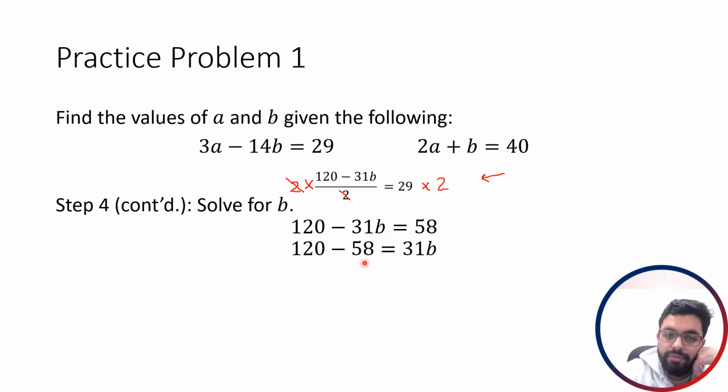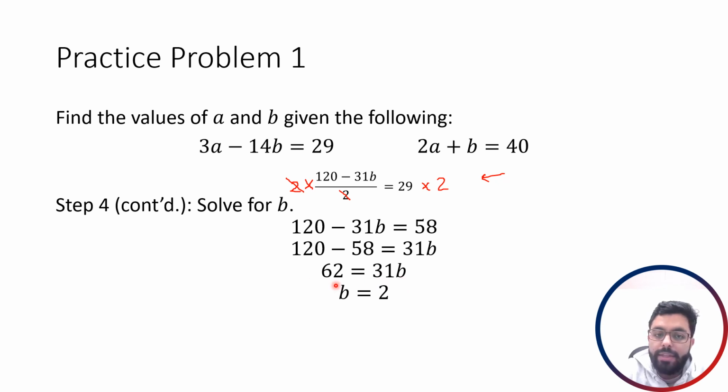So 120 minus 58 equals 31b, and we can figure out what 120 minus 58 is. That's 62. And then now all we have to do is divide both sides by 31, and we get that b is equal to 2. So all of that work to find out that b is equal to 2.